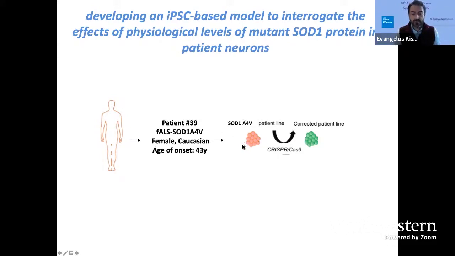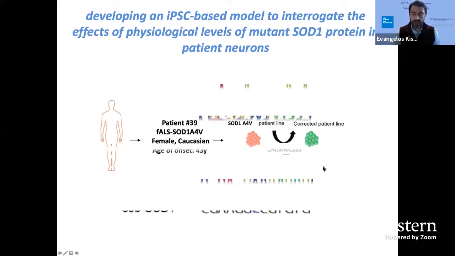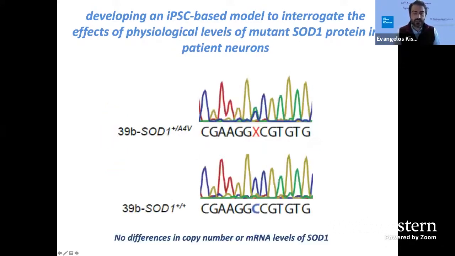So we generated patient-specific induced pluripotent stem cells, and we used gene editing to generate a corrected isogenic control line. This is Sanger sequencing showing the presence of the heterozygous mutation, which encodes an A to V change in the amino acid sequence of the mutant protein. And this shows that the gene editing was successful in correcting this disease-associated variant. We've done a number of quality control assays showing that there are no differences in copy number or mRNA levels of SOD1 between these two lines.